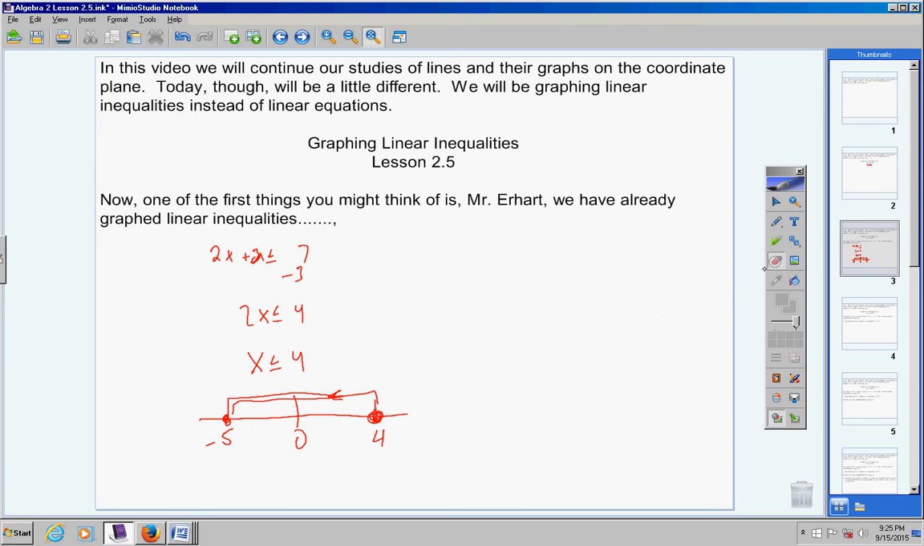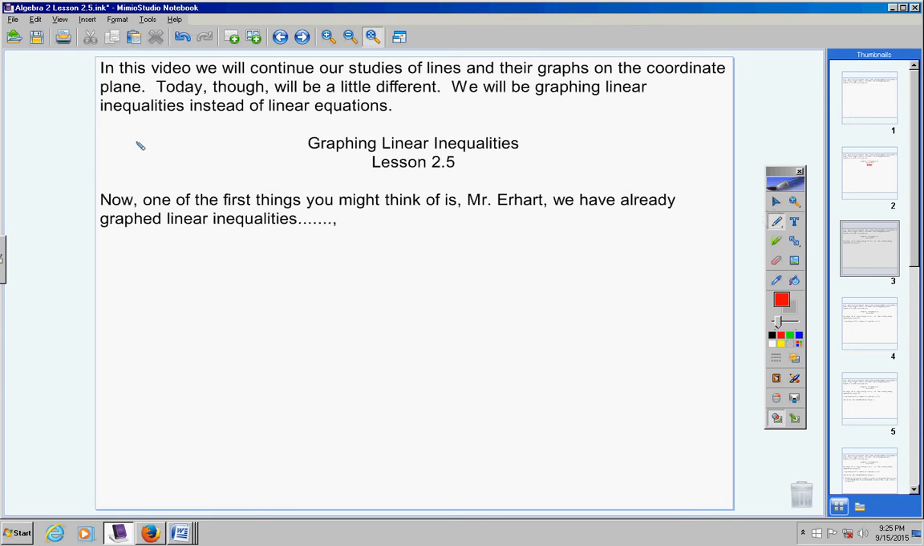So yes, if you're thinking, wait a second, Mr. Earhart, we've graphed these already, you're right, but we graphed them, are you ready for this, on a what? Number line. The difference is today we're going to graph these on the coordinate plane, the x and y coordinate plane, okay? So that's the difference, do you understand?